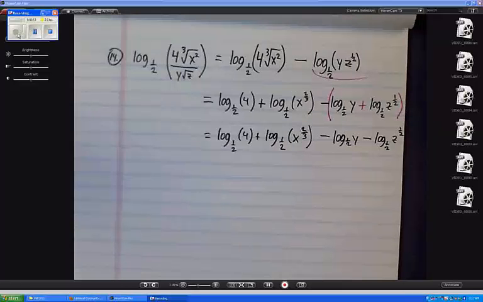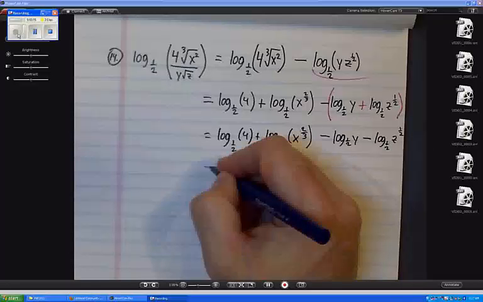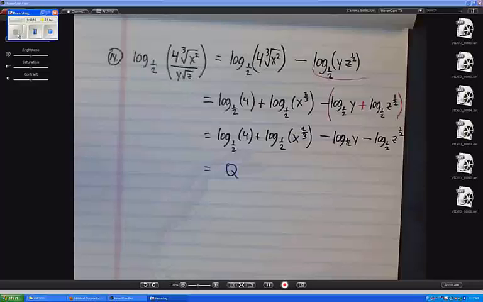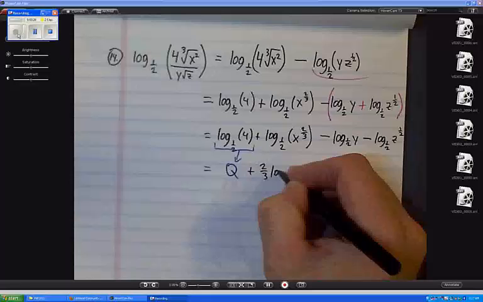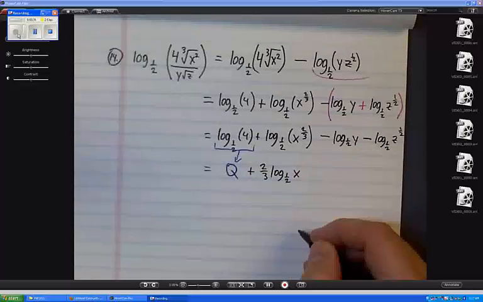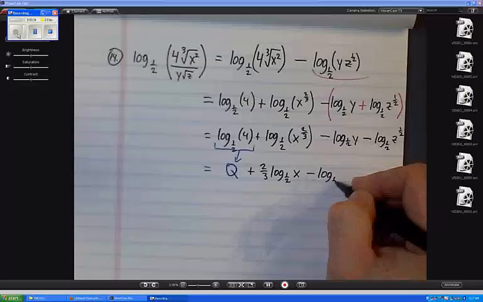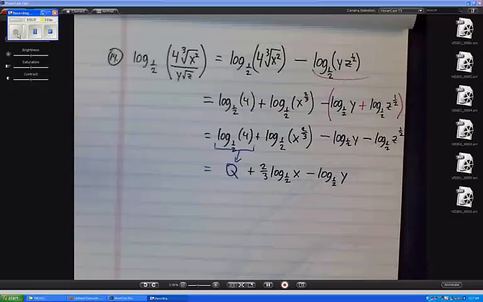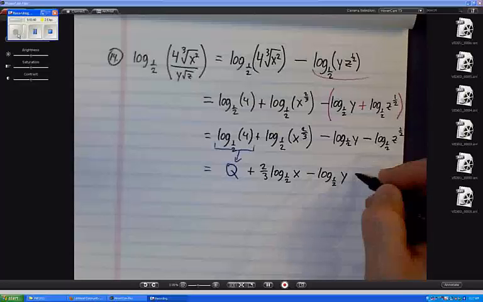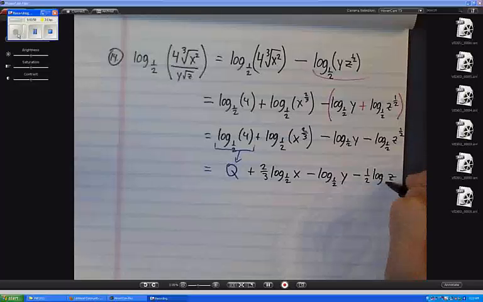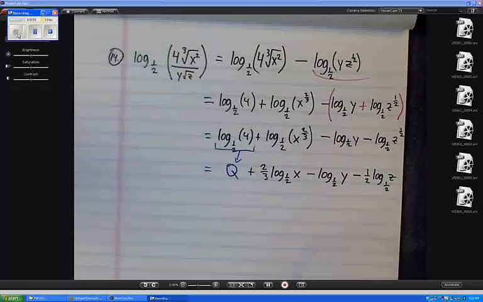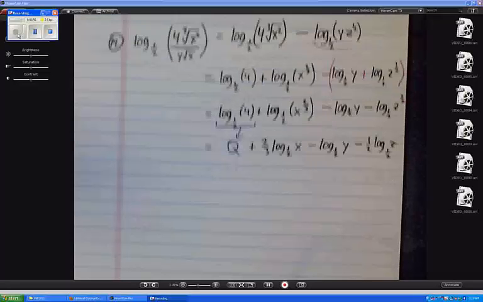So let me see, how am I going to do this? I think what I'm going to write next is, I'm going to call this thing big Q. This piece here. I'll figure out what Q is in a second. Plus 2/3 the log of x minus the log of y. Notice we don't even say the base when we say these things. And then minus what? Yep. 1/2 the log of z. Okay. I still have to figure out what that Q is, and then I'll be all done. So I'll do that work maybe below.